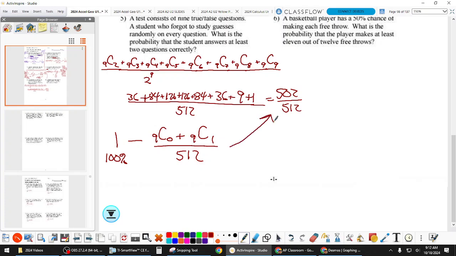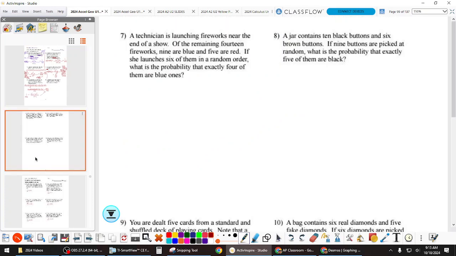Either way. And again, we'll have the binomial probability theorem equation. It looks a little ugly, but it's not too bad. All right, let's do one more. Let's do number 7.